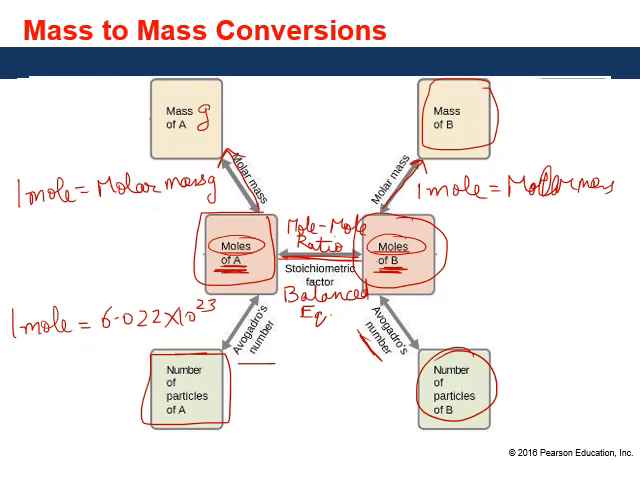Meaning if the question gives you grams of A and it is asking you grams of B, you cannot directly go from this to this because there is no relationship. The only way you will be able to do this is if you start from mass of A, convert that to moles of A, then convert moles of A to moles of B, and then you can go to mass of B. So you will have to have multiple steps in order to get to your final answer.